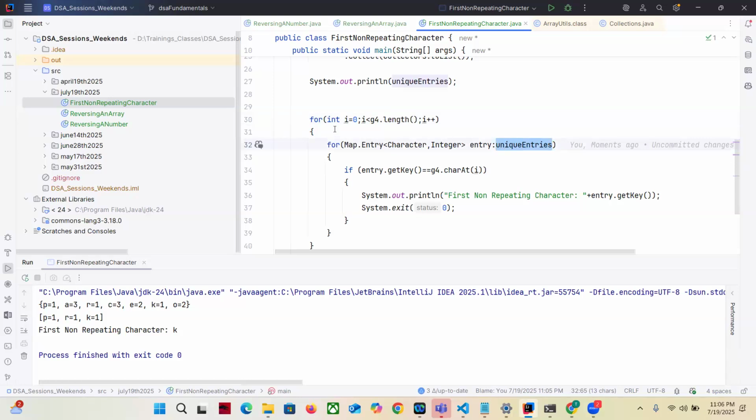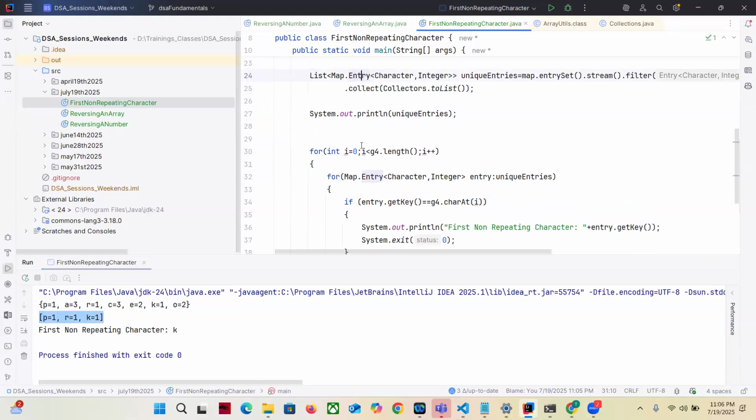Got it? Whatever character I get at the first index position, I'm checking if it is matching with the given entry. What is the given entry? What is the list of unique entries? P equal to 1, R equal to 1, K equal to 1. Perfect.